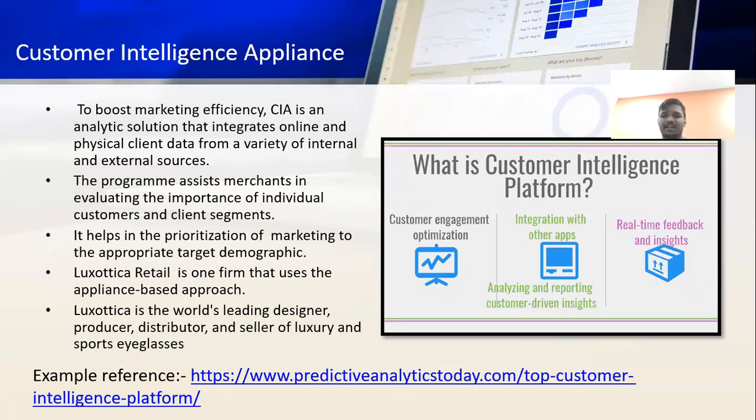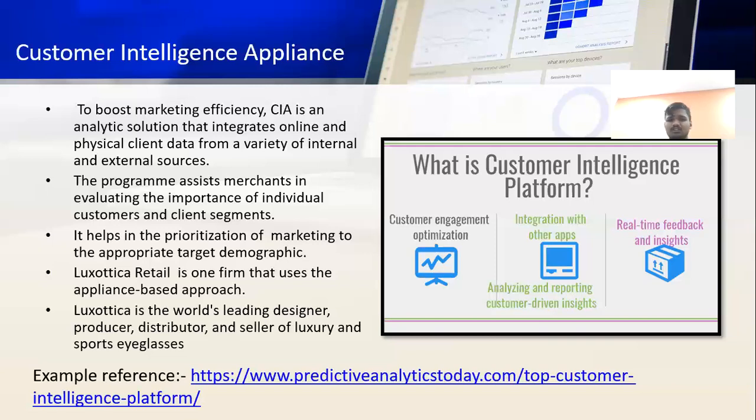The appliance to boost market efficiency, and online and physical client data from a variety of internal and external sources. The program assists merchant in evaluating the importance of individual and clients. It helps in uprising of market and to use such appliance. There is a one retail one uses appliance is Luco and the main performance of this appliance is that it engagement application, then integrates then analyze their feedback on it.